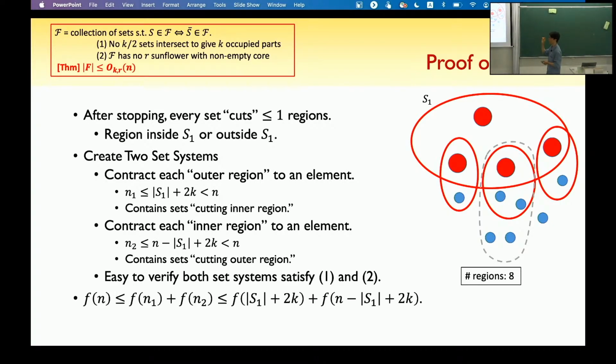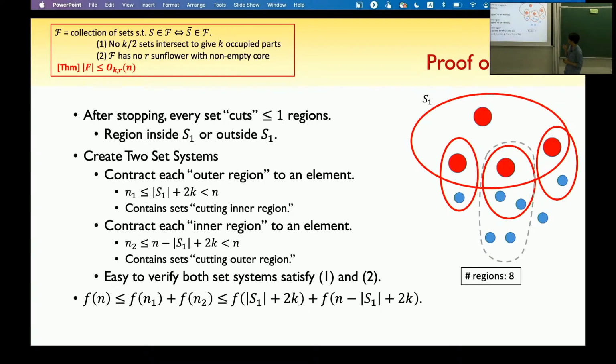But then, one crucial observation is that if the original set system doesn't have the structure 1 and 2, then neither will the two new set systems that we constructed. Formally, this is very easy to check.